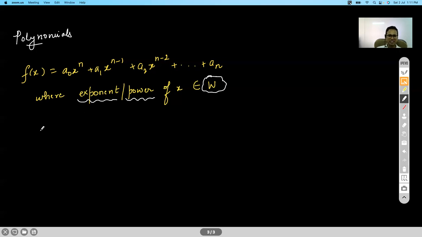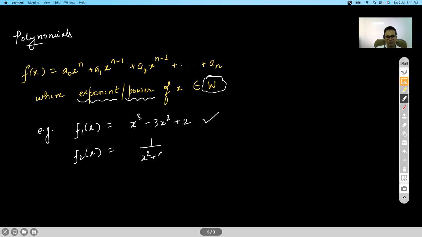So let me test your understanding of polynomials. Is this a polynomial? Let's say I call f1(x) = x cubed minus 3x squared plus 2. Is this a polynomial? What do you think? Yes or no? Yes, it's a polynomial. What about this: 1 by x squared plus 2x plus 1, or 2x plus 5? Is this a polynomial?